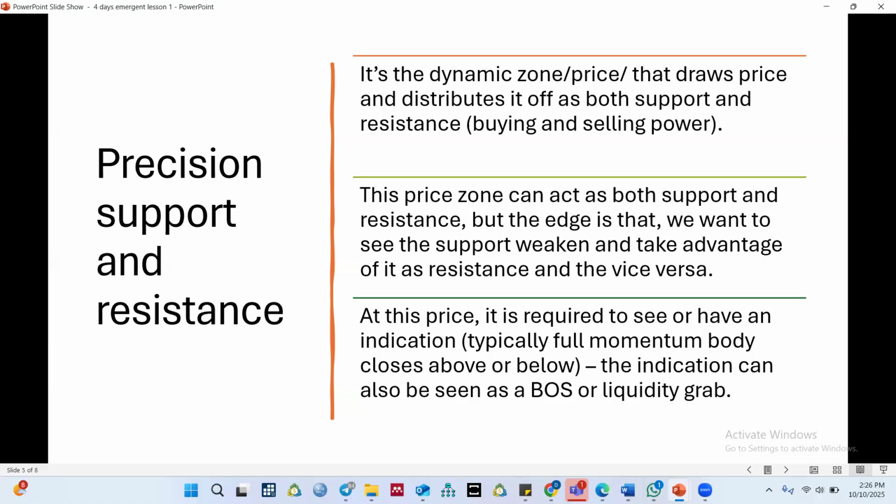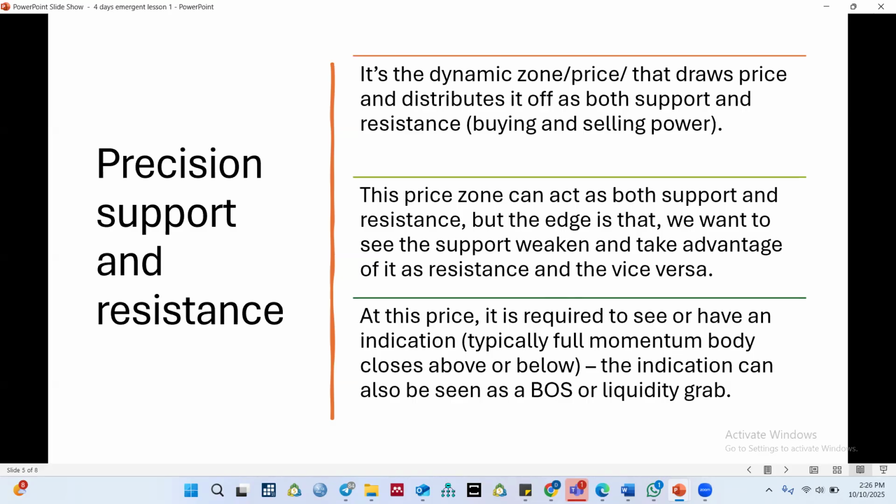A zone means you can measure from one point to another point where price always reacts within that range of price. But within that zone, if you study the chart closely, which I will give an example, we will look at a real chart example.